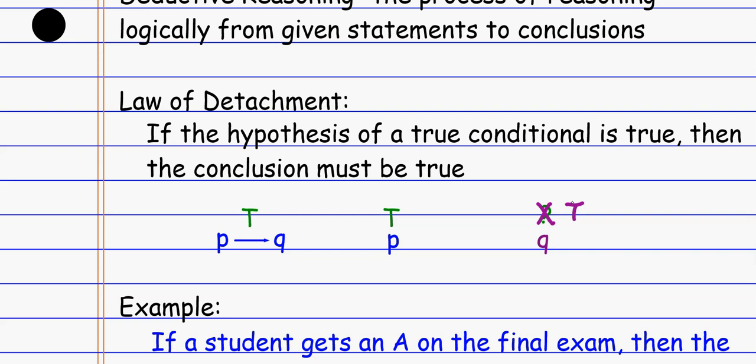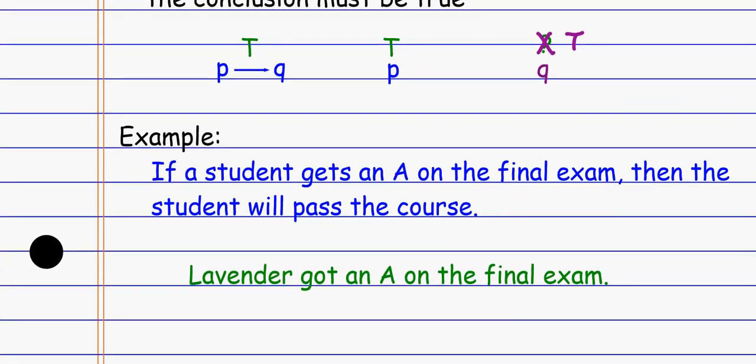When we look at it in terms of the if P's then Q's, that can be a little bit confusing, so let's use a word example and see if this clears it up. Something like this: if a student gets an A on the final exam, then they're going to pass the course. If I as a math teacher gave you that statement and said, hey, if you get an A, you pass the course, that's what you need. So let's say that Lavender got an A on the final exam. What can we now conclude about Lavender's grade?